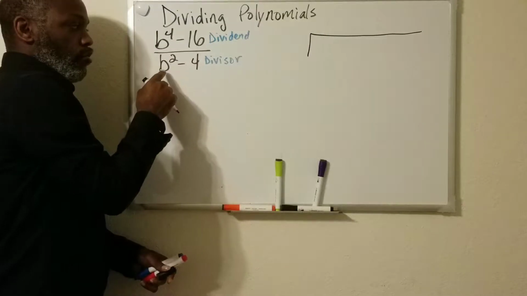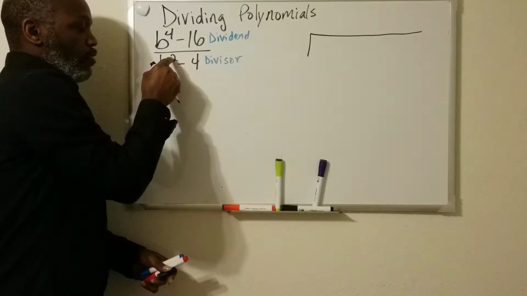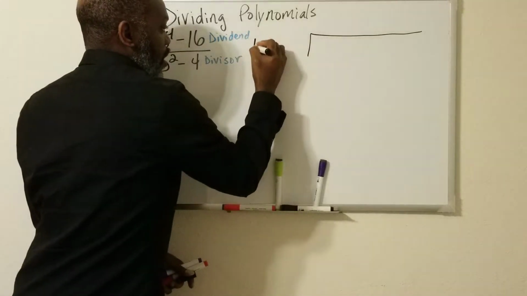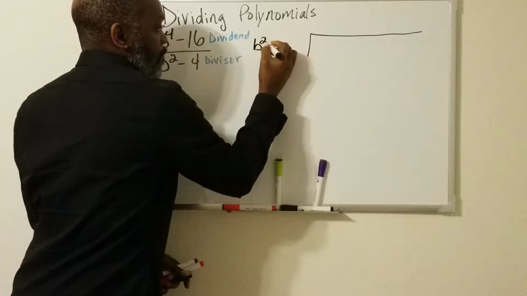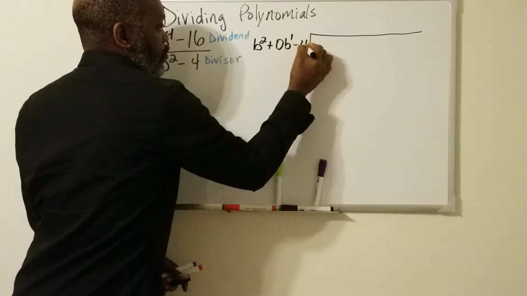And so all the terms in this polynomial are not given. We have an exponent of 2. We also need an exponent of 1. So we're going to write it as b to the second plus 0b to the first minus 4.